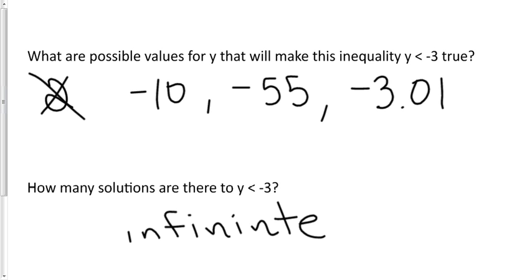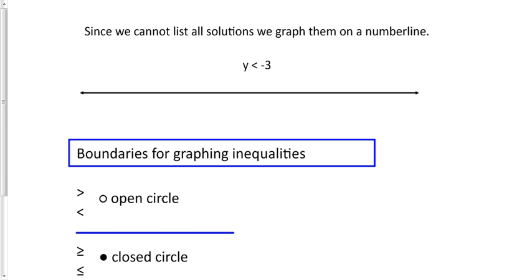So because we can't write the solutions, what we do is we graph those solutions. Okay, so what I would do here is y is less than -3. Well, let's just add -3 here on the number line. I say to myself, well, what numbers are less than -3? All the numbers here to the left of -3 are less than that. So we make a graph going to the left of -3. And then what we end up doing to mark our boundary is we put an open circle there on -3.